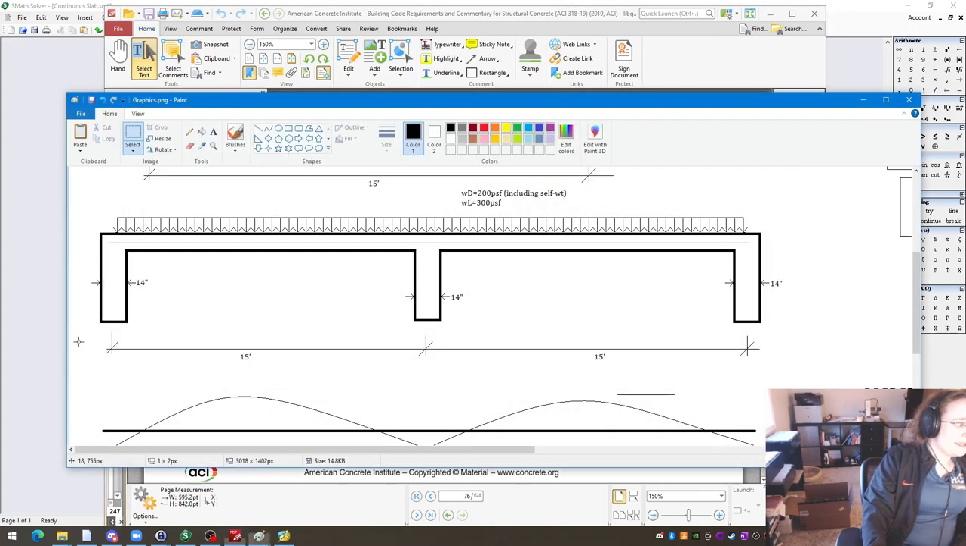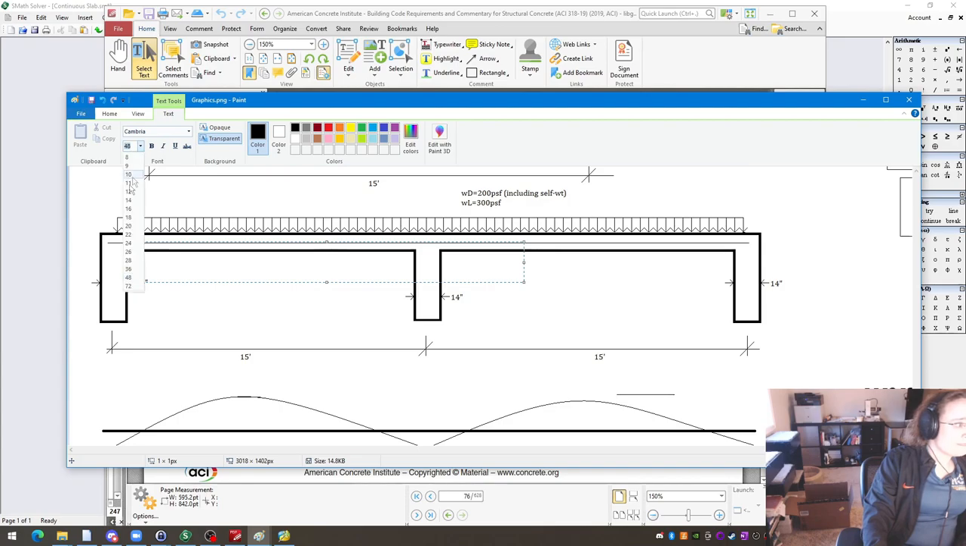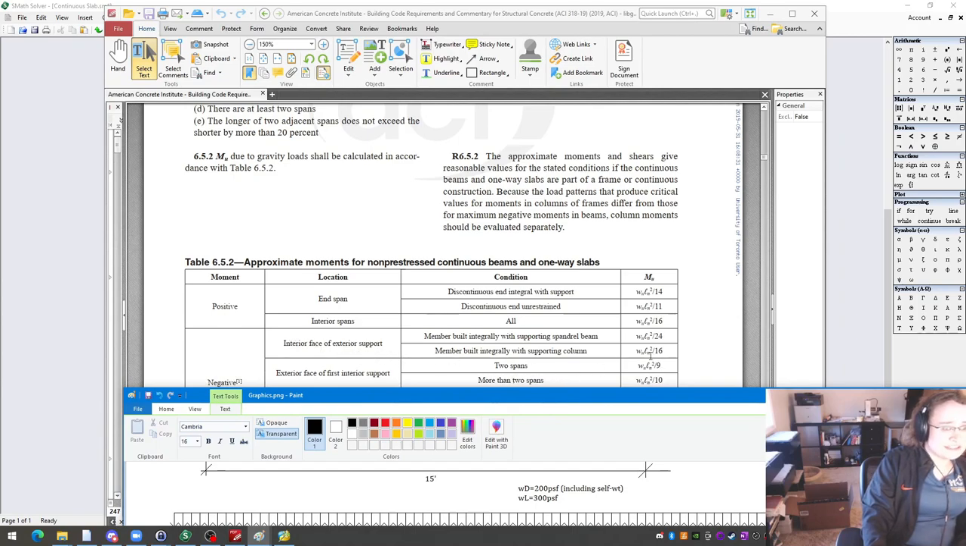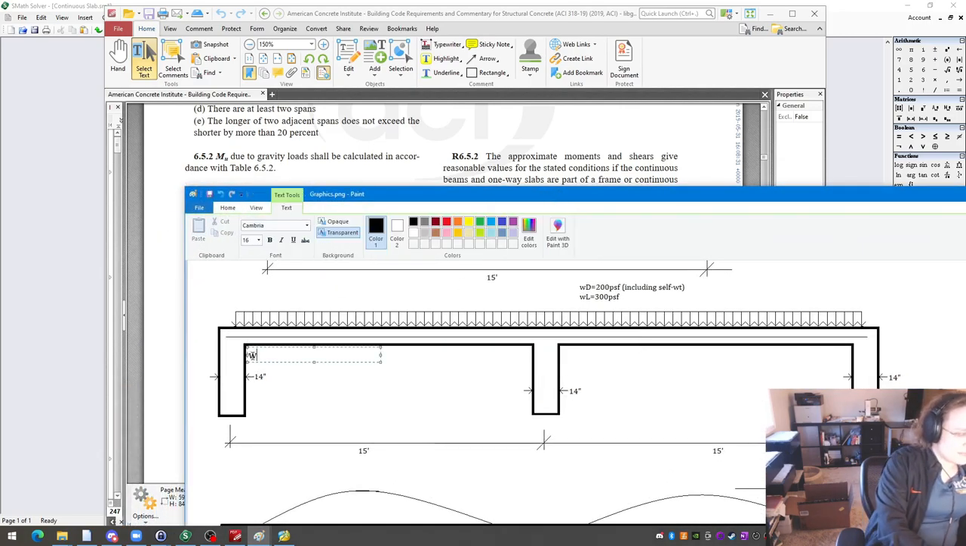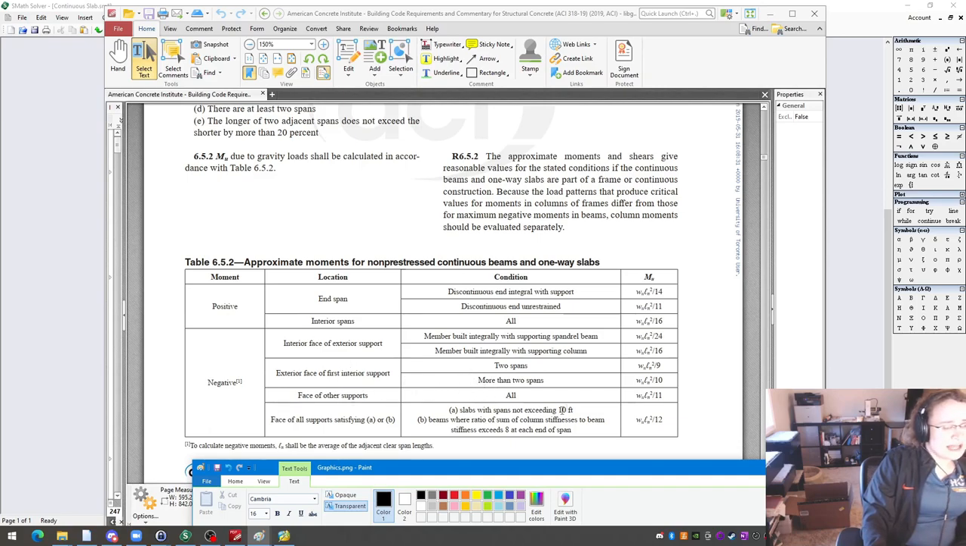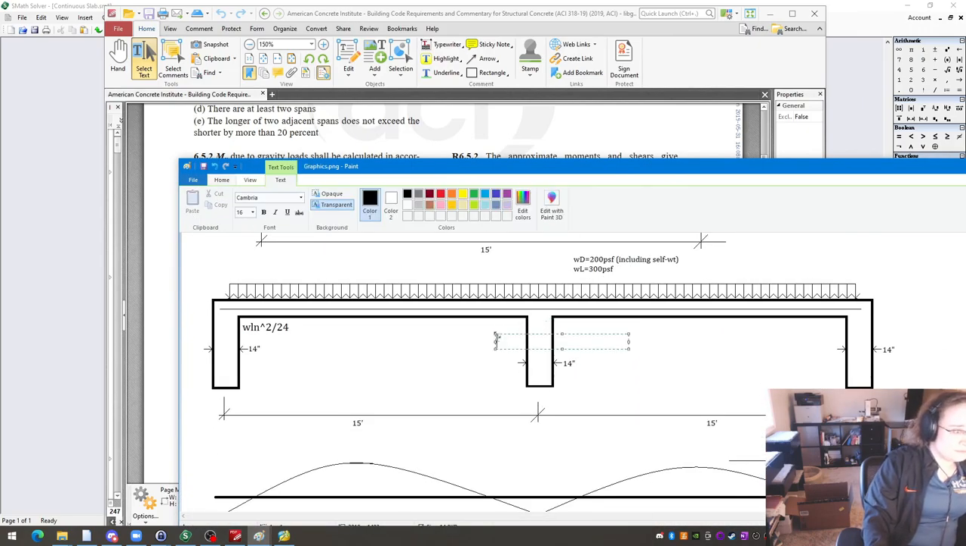So this is basically saying, when we combine all this together, the interior face of the first exterior support, this one here, this face here would have, because they're integrally cast, W ln squared over 24. But the exterior face of the first interior support, we have just two spans. So that would be W ln squared over 9.